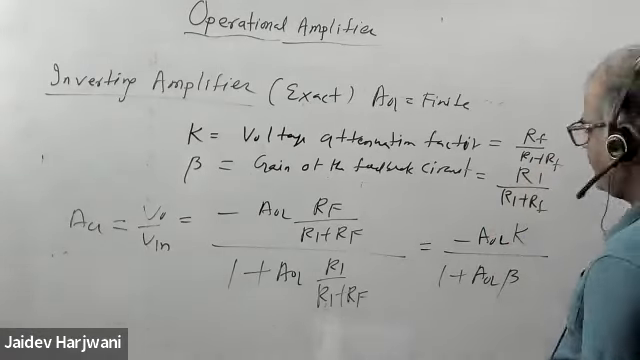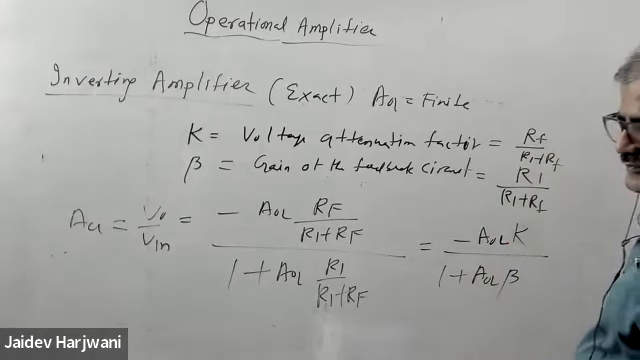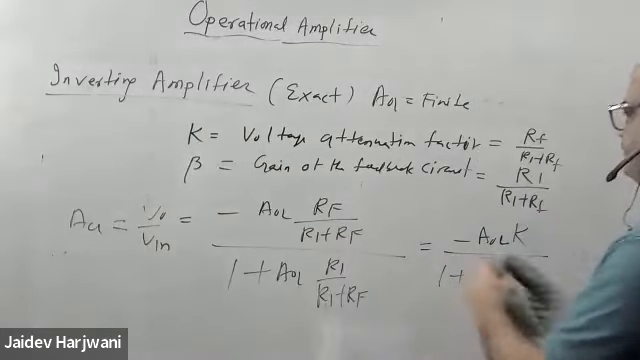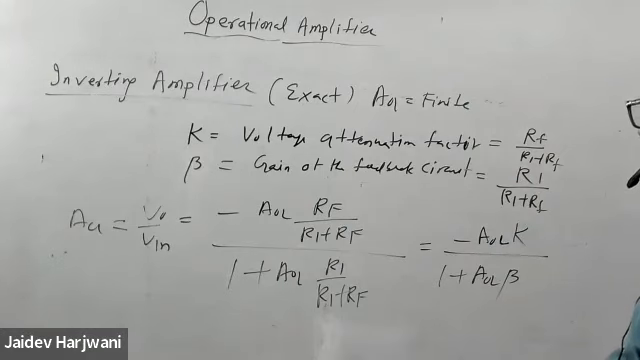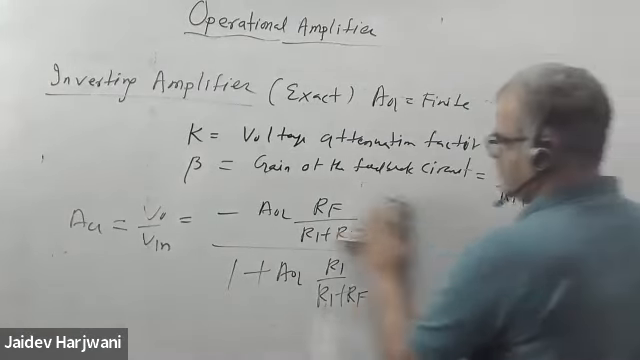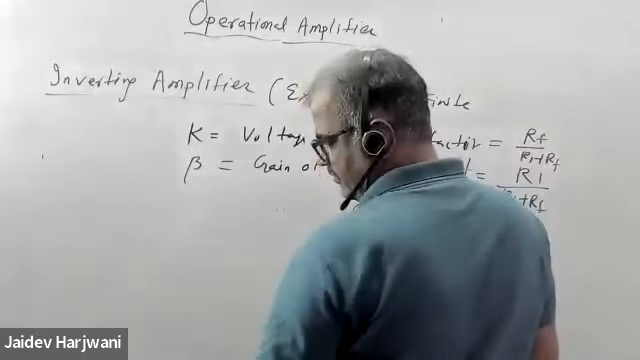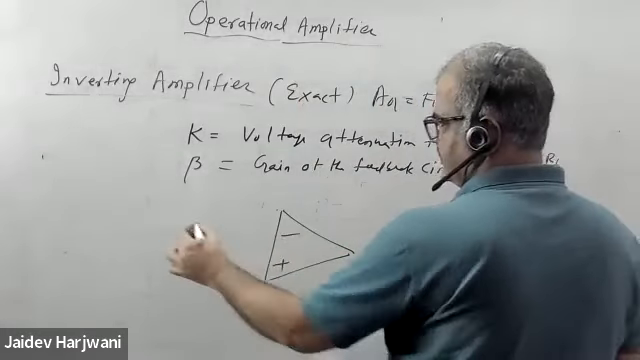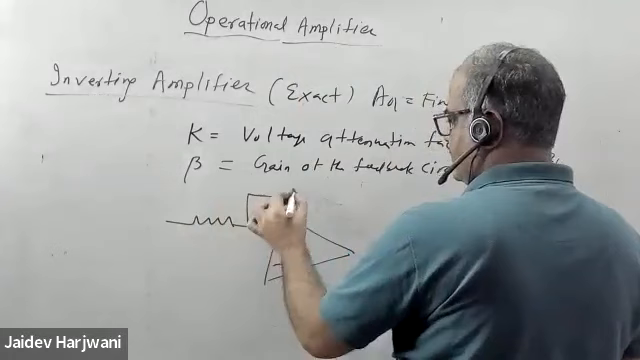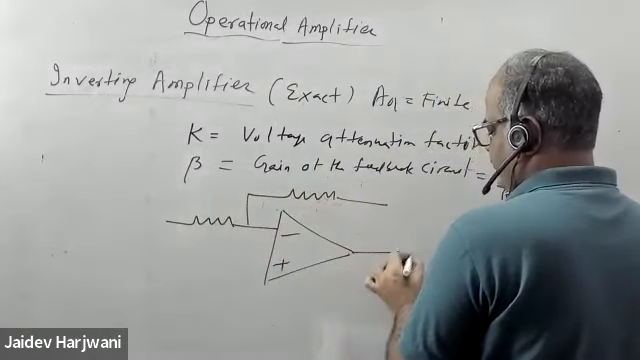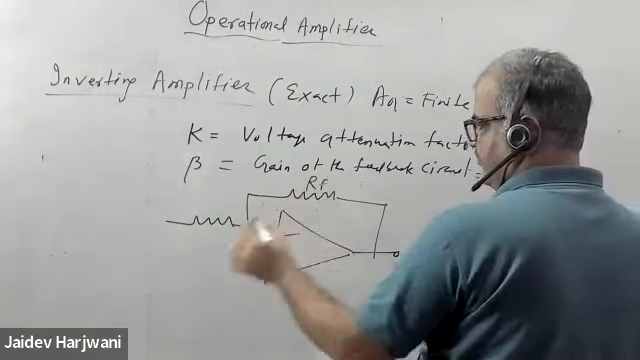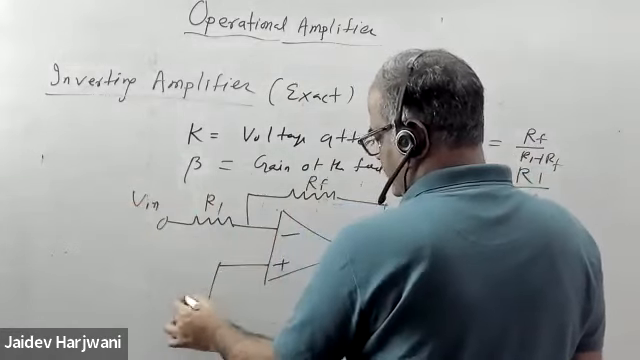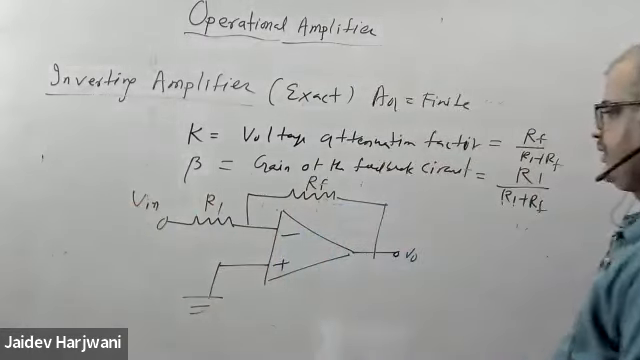Okay. Now let me explain it again. So I'm erasing this one. Just now I have drawn this circuit. This is minus, plus. This was your V0. This was your RF. This was your R1. Here V input. And this is your plus.